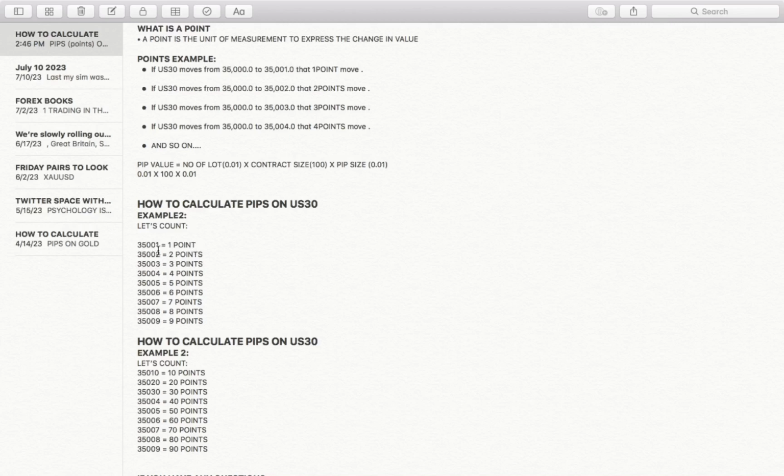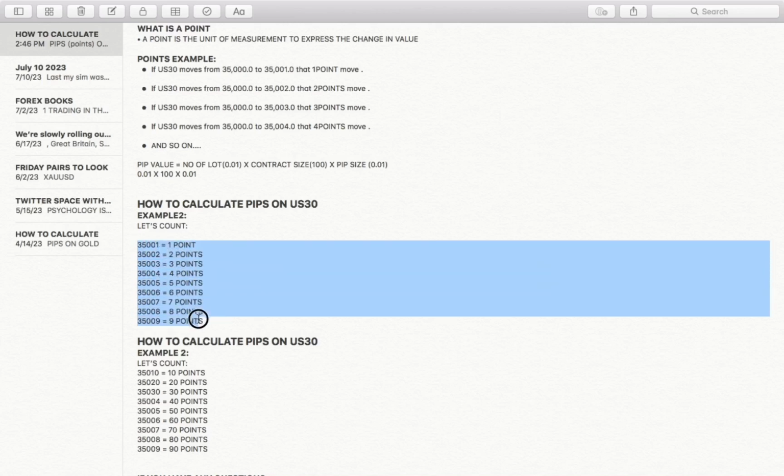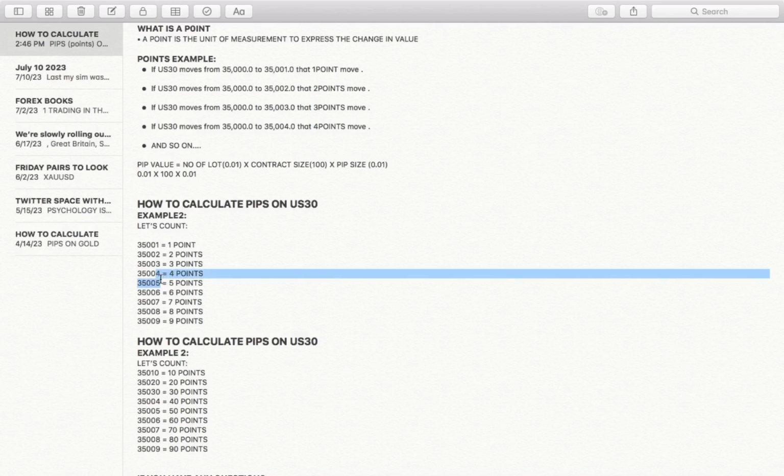So you see this, 35,001 is 1 point. You see the difference here? 2, 1, 2, you see we have 3 on this side like this. So 4, the difference is just 5. So when it moves like that, it changes to 7 points, 8 points, 9 points. Imagine I'm using this lot size 0.01, which is going to give me 0.01 for every point.